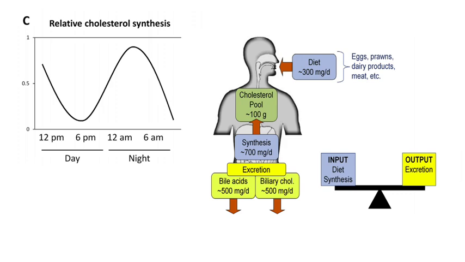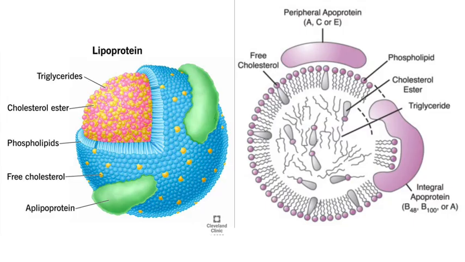Whole body cholesterol homeostasis is achieved when input from diet and synthesis is matched by output through excretion in the bile, both as bile acids and biliary cholesterol.